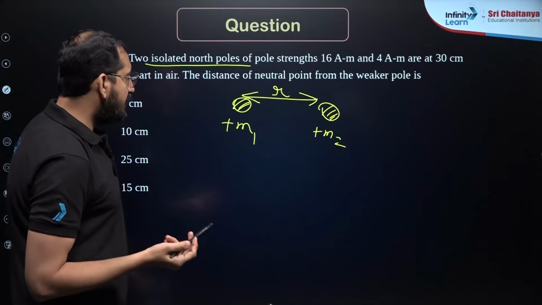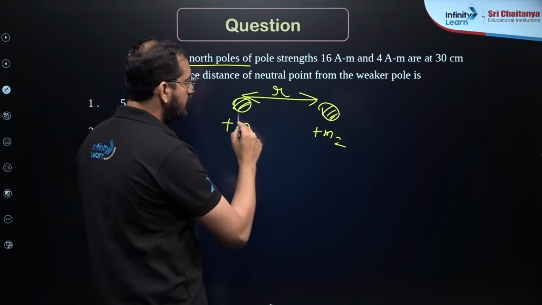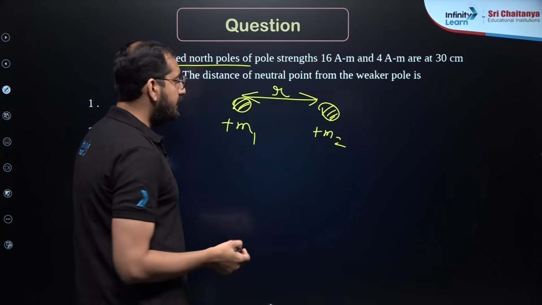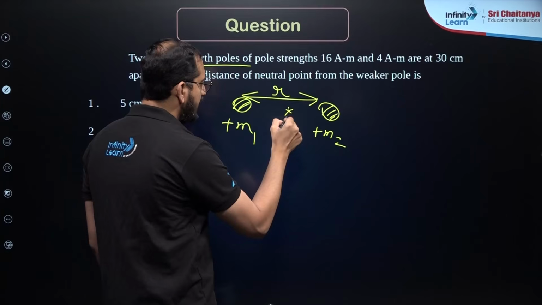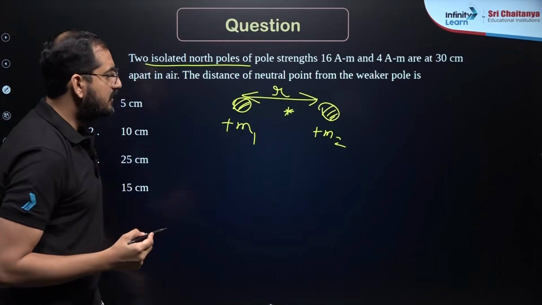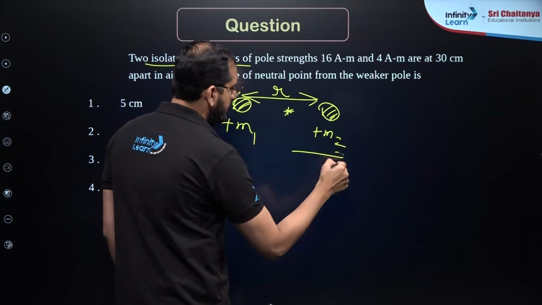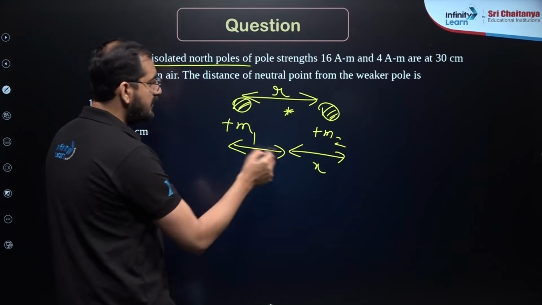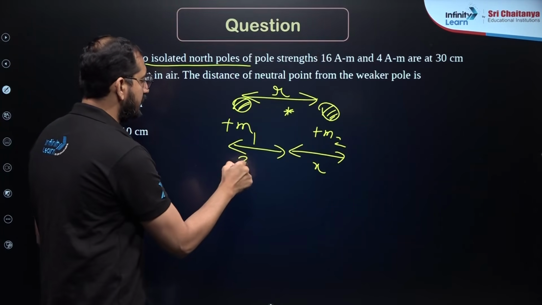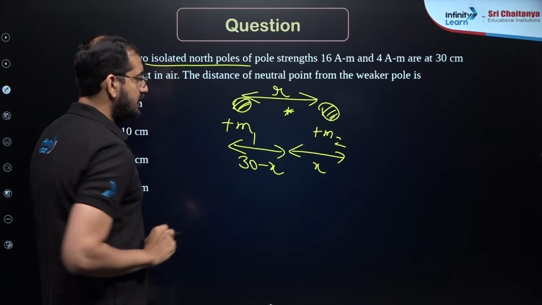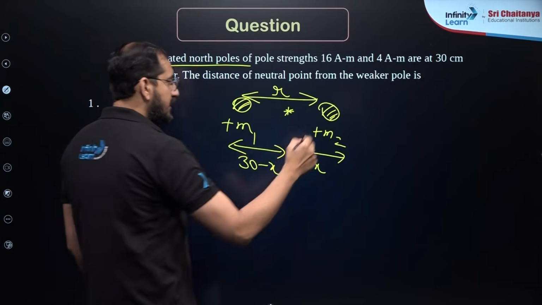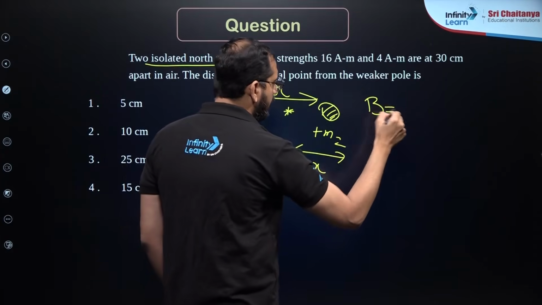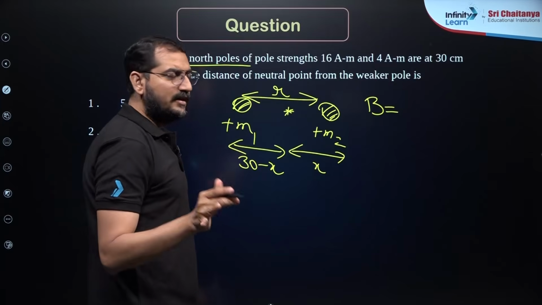And somewhere there will be the neutral point, since both will be generating a magnetic field. The neutral point will exist, let's say, somewhere over here. If this distance is x, which I need to calculate, then the remaining distance will be 30 minus x.